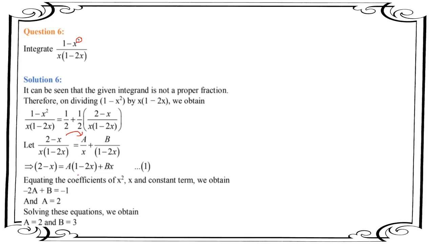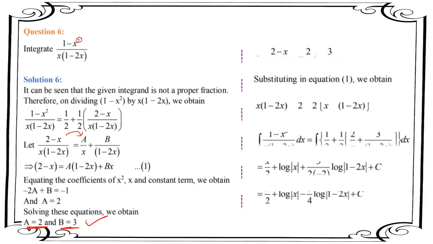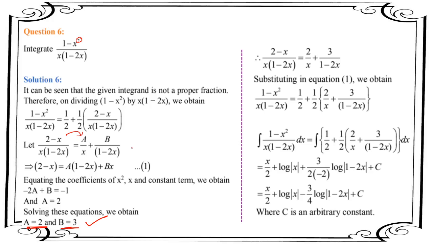2 minus x is equal to this. Open it, compare the coefficients, get the values of a and b. a is 2 and b is 3. Put the values here in this, right. So 2 by x plus b, b is what? 3. 3 by this 1 minus 2x. And then substitute in equation 1. We have to substitute here, right.